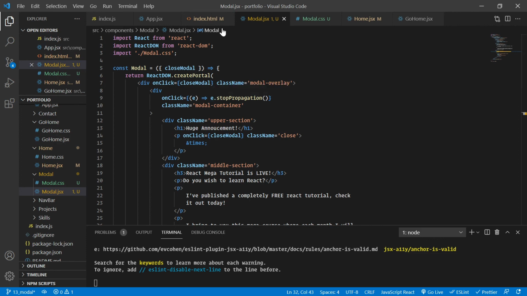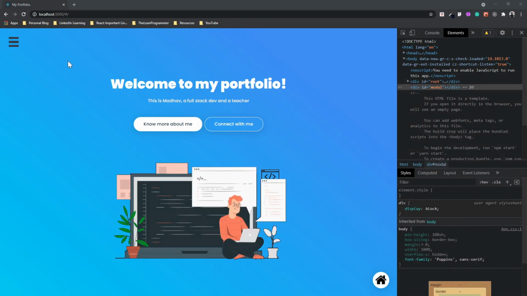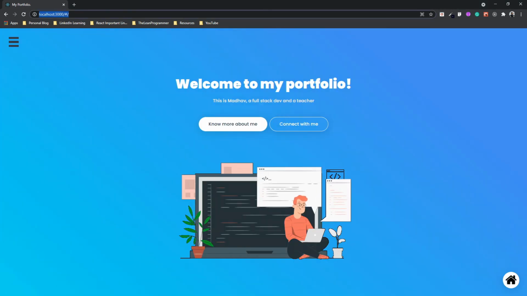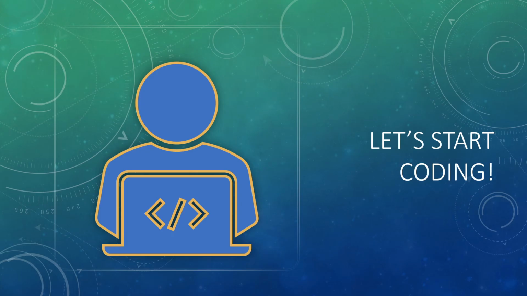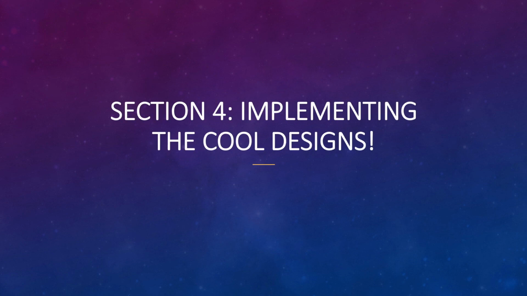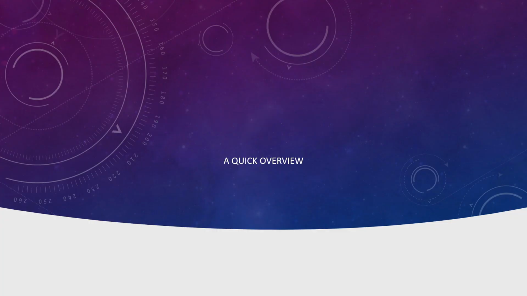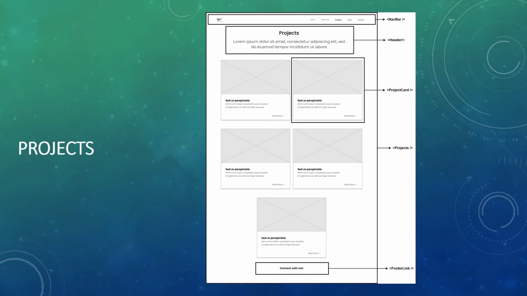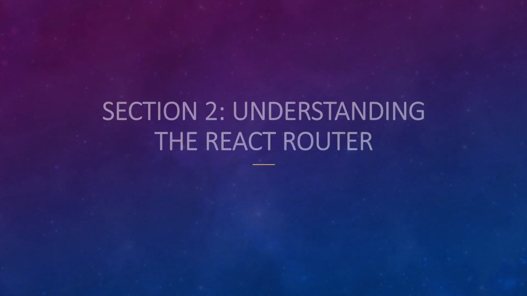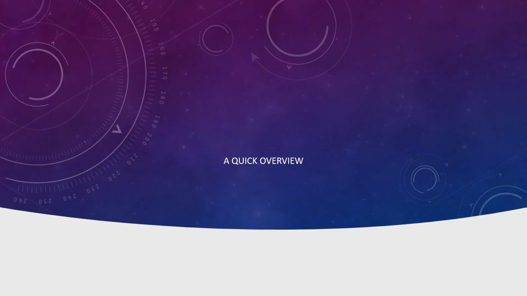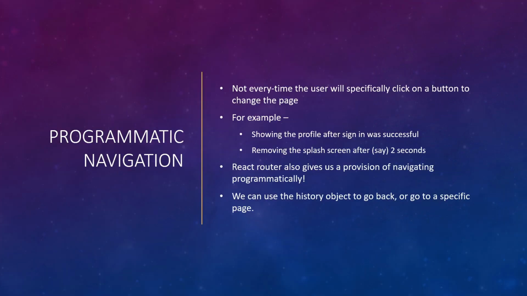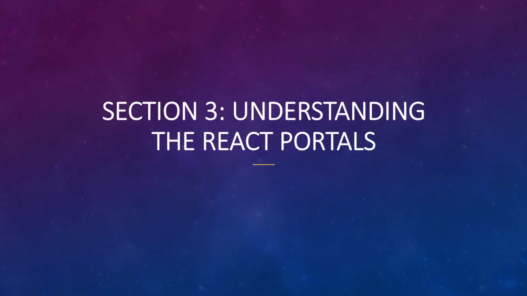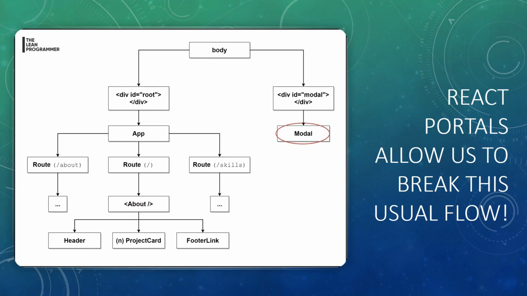So we have finally completed our modal container. We have finally completed our first, second, and third sections. I am so happy. We have completed three whole sections. We started off with the first section where we discussed all our designs. Then we went on to the second section, which was the React Router, and we understood the React Router. Then we moved on to the third section, which was React portals, and then we finally completed our modal as well.